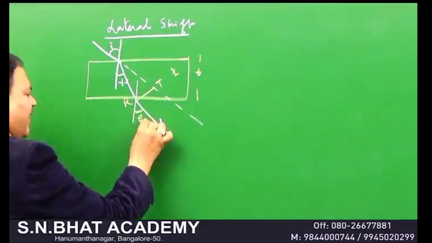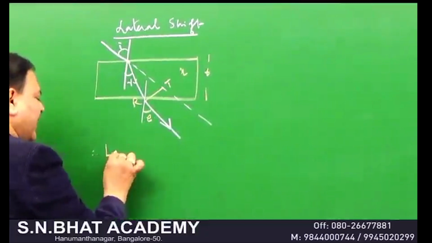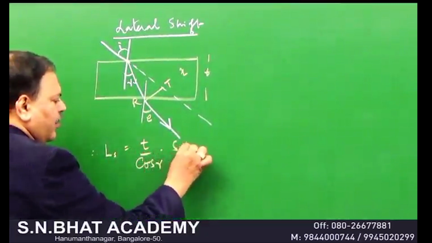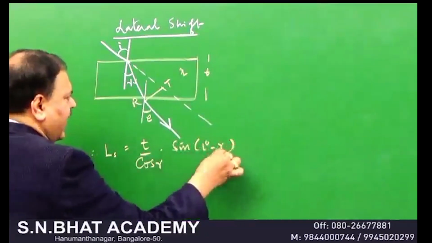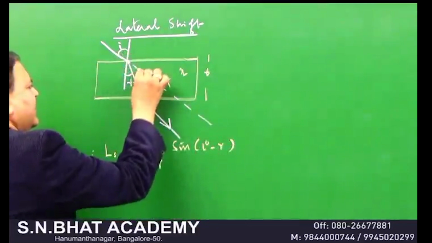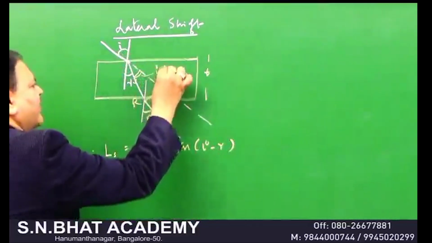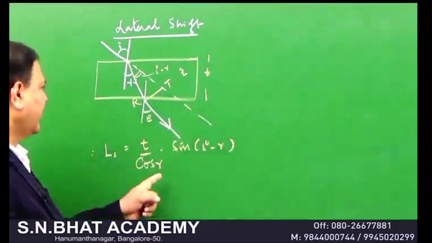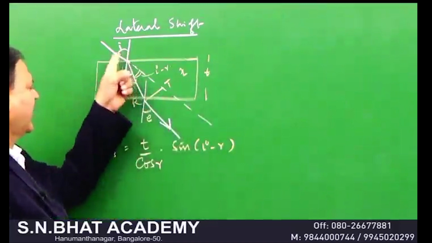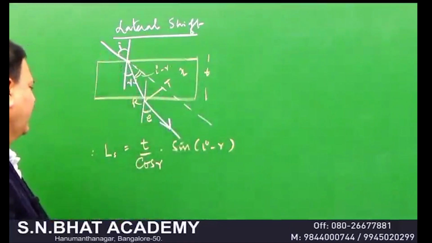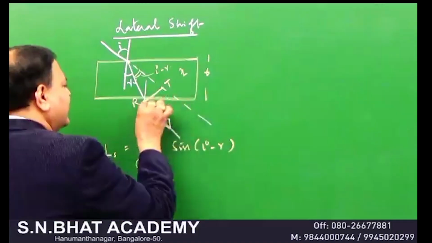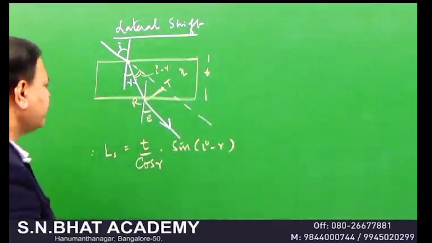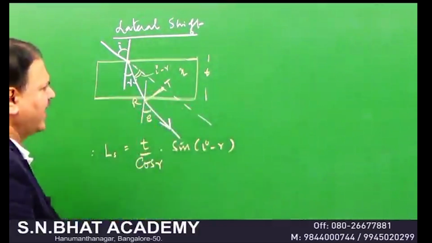This angle is called the angle of emergence. The formula for the lateral shift is t by cosine r into sine of (i minus r). Here i is this, r is this, and this angle we call i minus r. So t is the thickness, r is the angle of refraction, and i is the angle of incidence. And you call this perpendicular distance the lateral shift. Light is getting shifted laterally.